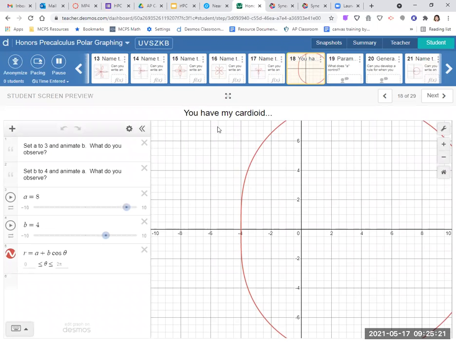And now we've got, this is a joke, you have my cardioid, right? Because cardioid is about your hearts, right? So you have my cardioid.